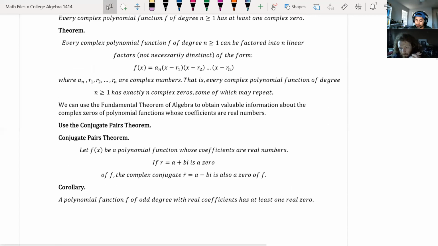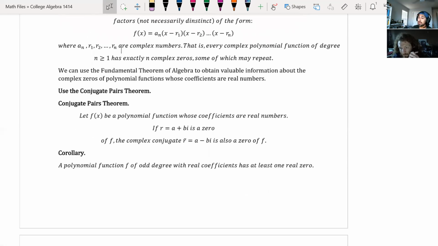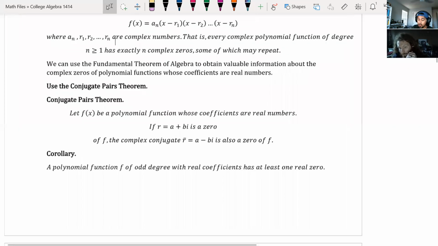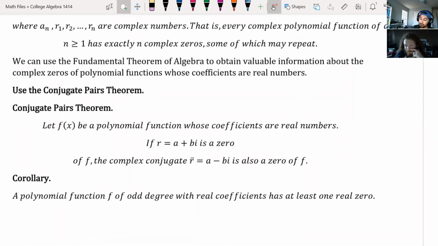All right. So first up is the conjugate pairs theorem. Let f of x be a polynomial function whose coefficients are real numbers. If r equals a plus bi is a zero, then its complex conjugate, a minus bi, is also a zero of f. So if you're looking for complex zeros, just know that they will always have a conjugate. So if I was given a zero of a minus the square root of b, then this means that I would get a conjugate zero of a plus the square root of b. So if we're ever given a complex zero, just know that it will have a conjugate.